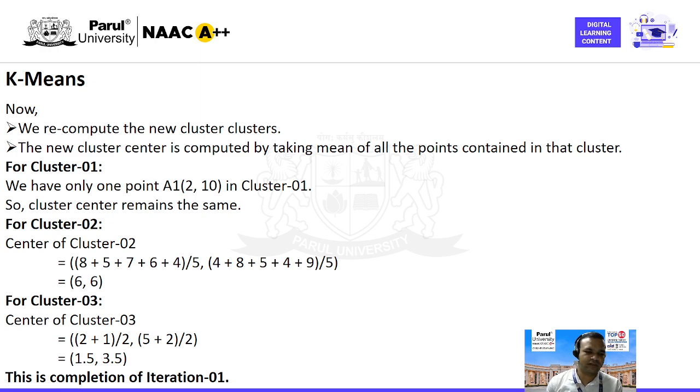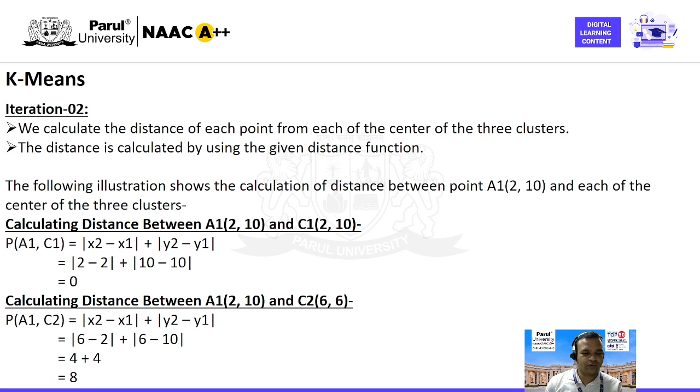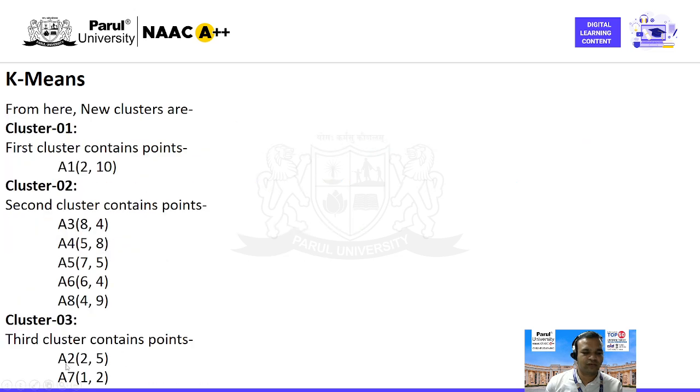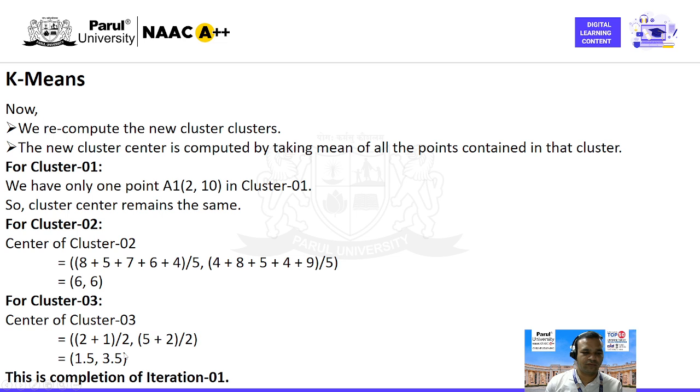Similarly, we find the center of cluster number 3. Cluster number 3 has only 2 points, A2 and A7. So 2 plus 1 over 2, 5 plus 2 over 2. We get 1.5 and 3.5. So cluster number 1 center is 2, 10, cluster number 2 center is 6, 6, cluster number 3 center is 1.5, 3.5. So this is the completion of iteration number 1.